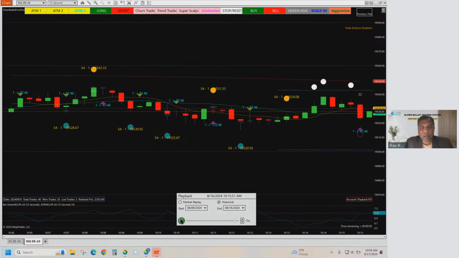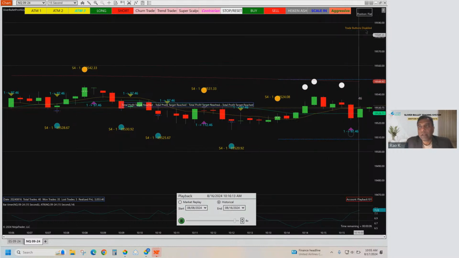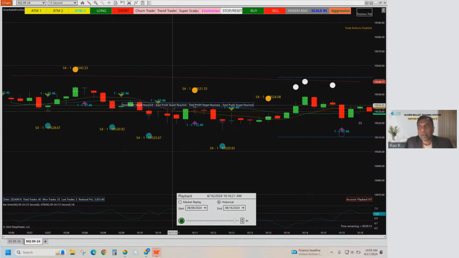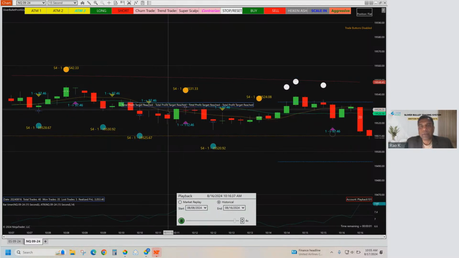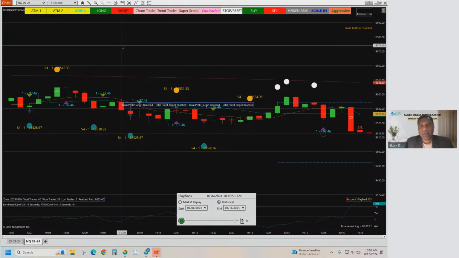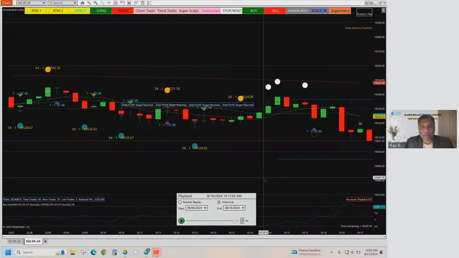Target filled. So now I achieved $3,000, and as you see, the trade buttons got disabled here, and the profit target was also reached here. So now the software will not take any more trades. This is the power of the software.